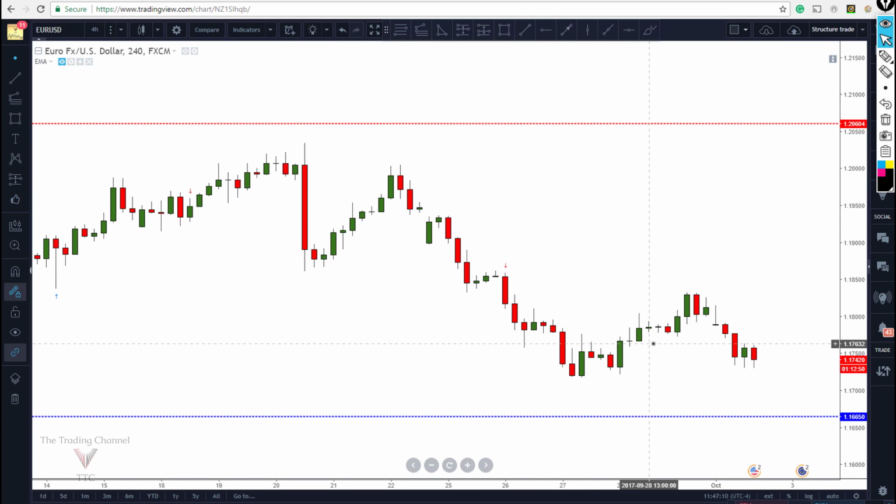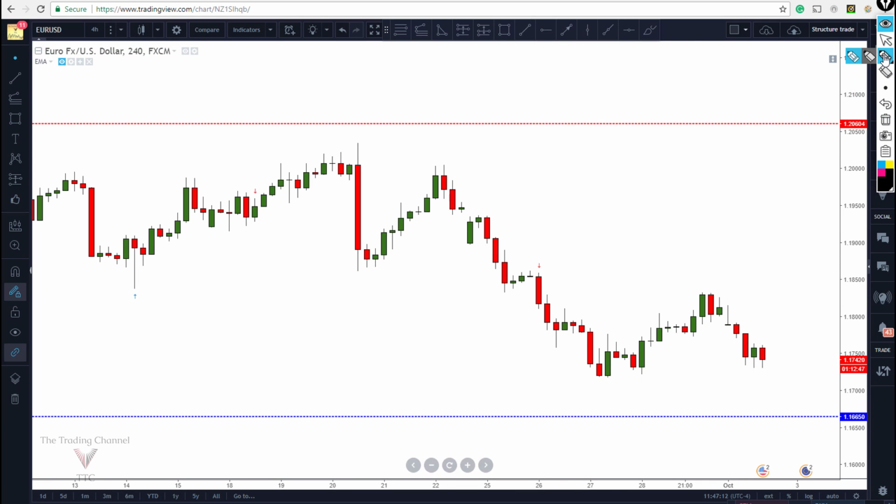So what we were expecting out of this pair and what we wanted to see and discussed in last week's video was a break of this level and a close below, and then some kind of entry reason to the short side. We talked about that in last week's video.